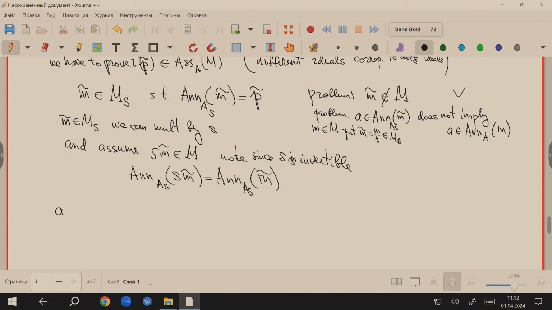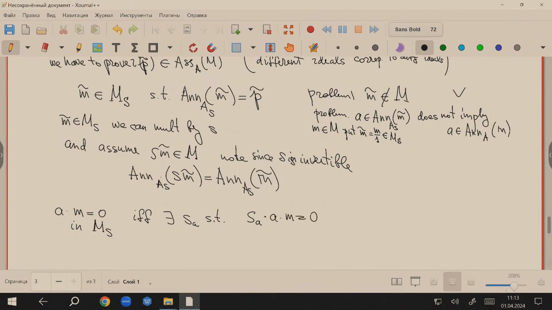Without any assumptions, the second problem can be solved, if you are thinking about an arbitrary module and a ring. So if you take aM equal to 0 in M_S, this is equivalent to: there exists s, that depends on a, such that s_a times a times M is equal to 0.